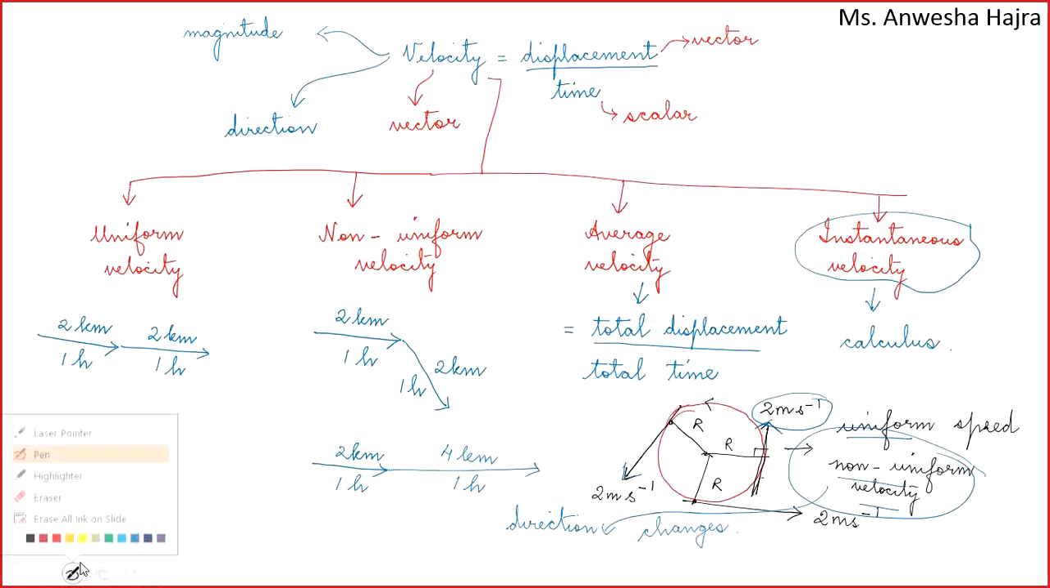Another basic term which we will be needing is acceleration. The acceleration, small a, is change in velocity divided by time. It is change in velocity divided by time.